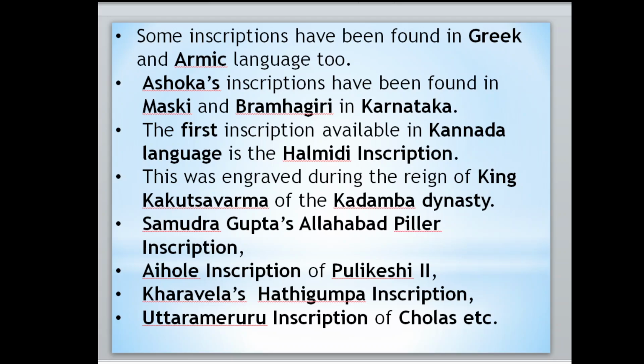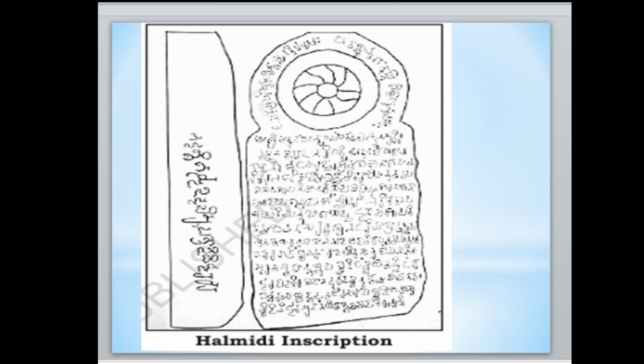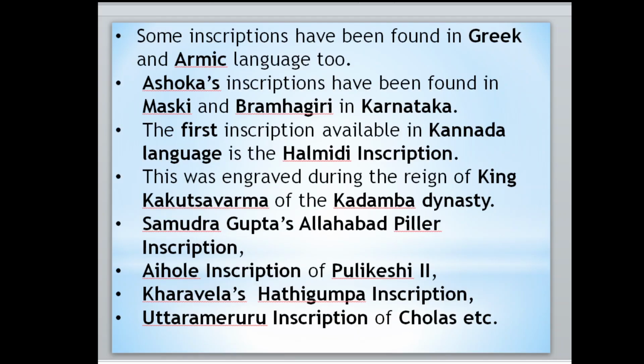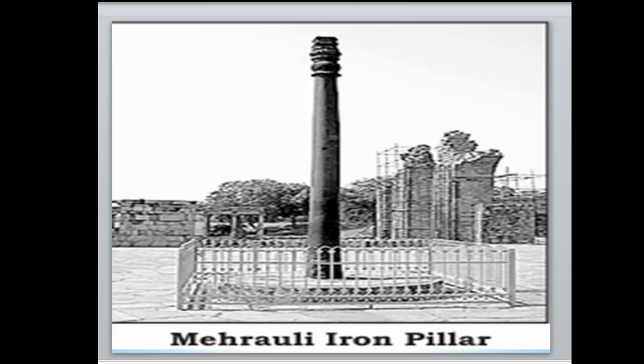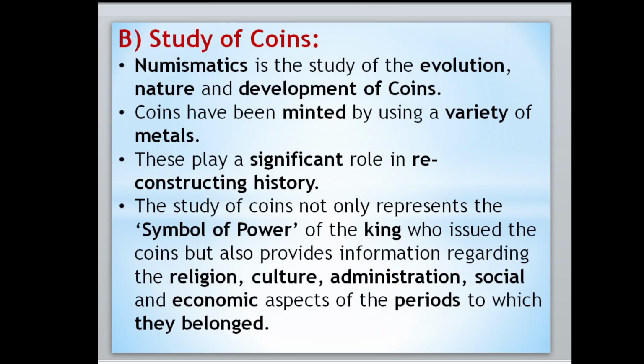Along with that, you have Samudragupta's Allahabad pillar inscription, then the Aihole inscription of Pulakeshi II, and the Kharavela Hathigumpha inscription, the Uttaramerur inscription of the Cholas, etc. Here are some examples. You can just go through it. Okay, now move to the next.